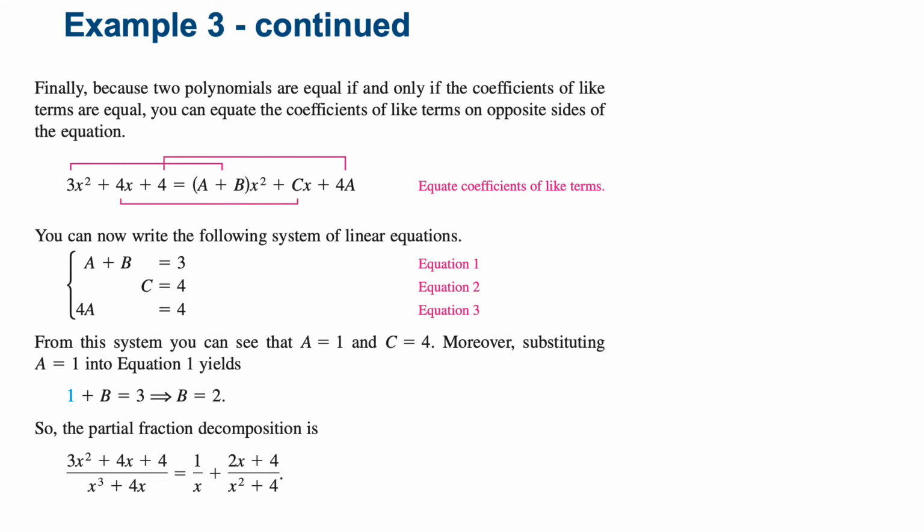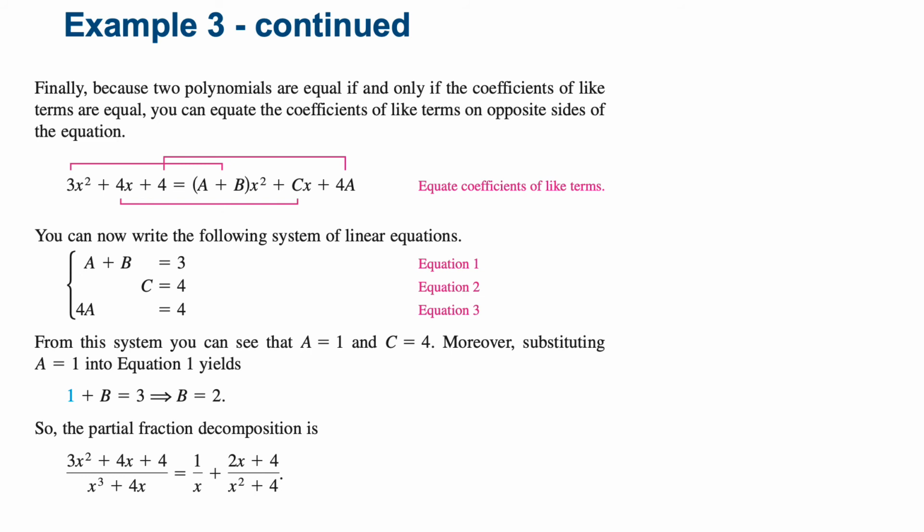Now I can write a system of equations. My coefficient of x squared was a plus b, and the coefficient on the left-hand side of x squared is 3. So I have a plus b is equal to 3. Then for the linear term, you have cx on the right-hand side and 4x on the left-hand side. So c, the coefficient of x, is equal to the coefficient of x on the left-hand side, which is 4. And then comparing just the constant terms, you get 4a is equal to 4.